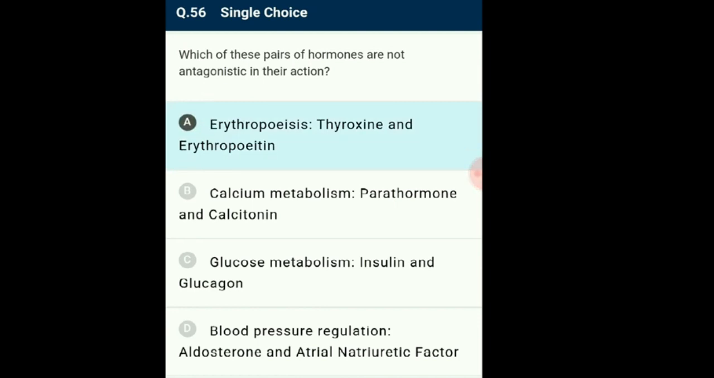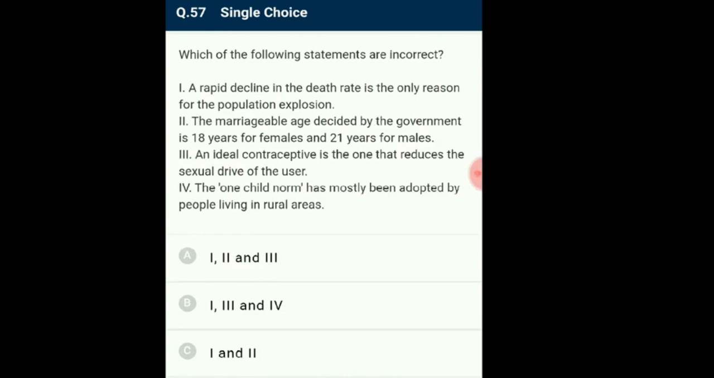erythropoiesis, thyroxine and erythropoietin. Number 57. Which of the following statements are incorrect? Here 4 statements are given, from which we are asked to find out the incorrect statements. Statement 1. A rapid decline in death rate is the only reason for the population explosion. So this is an incorrect statement. Statement 2. The marriageable age decided by the government is 18 years for female and 21 years for male. This is the correct statement.